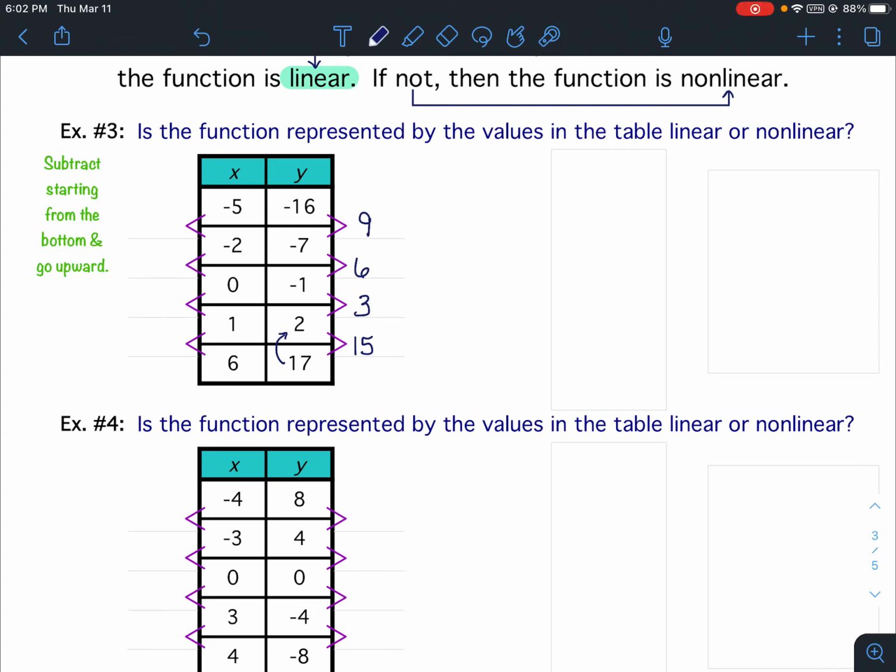Now I'm going to do the same thing on the other side. I'm going to start from the bottom, and I'm going to subtract upward. 6 minus 1 is 5. 1 minus 0 is 1. 0 minus negative 2. In other words, 0 plus 2 is 2. And then negative 2 minus negative 5. Minus negative 5 would become plus 5. So this would be 3.